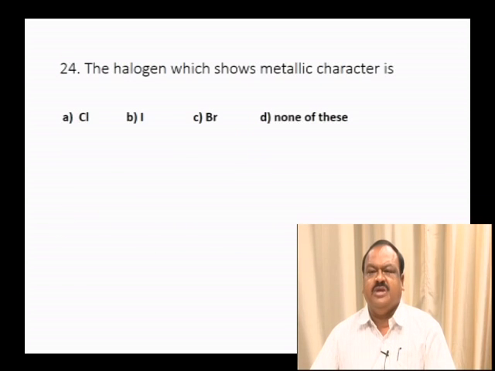The halogen which shows metallic character is chlorine, iodine, bromine, none of these. In the halogen family, metallic character increases down the group. Fluorine and chlorine are gases, bromine is a liquid, iodine is a solid which exhibits metallic character. Hence, among the following options, B is the suitable answer, iodine.